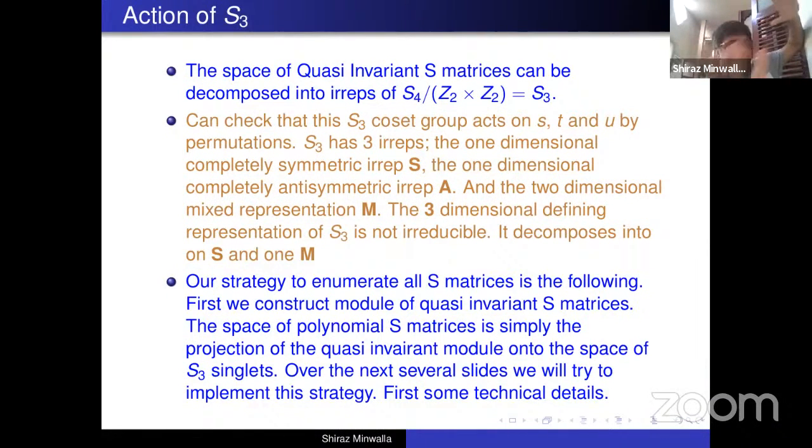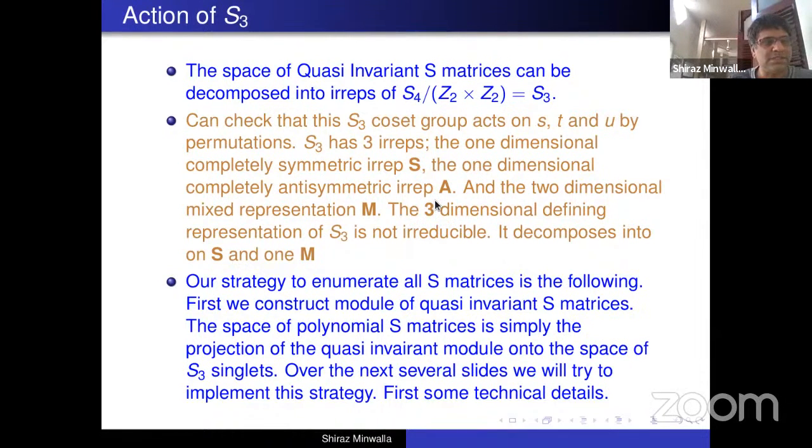After completely understanding the module structure, which is very convenient for various bits of analysis, at the final step, we will take part of this module. The whole module can be decomposed in representations of S3. S3 has 3 irreducible representations: the completely symmetric representation, which I call S, the completely antisymmetric representation, which I call A, and a mixed representation, which I call M. S and A are one-dimensional representations. M is a 2-dimensional representation. Just to say, the defining representation of S3 that acts on 3 objects is not irreducible. It reduces into the sum of an S and an M.